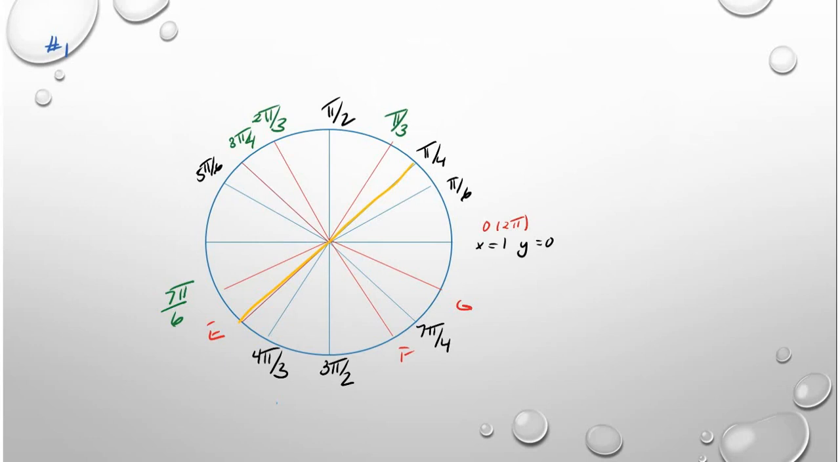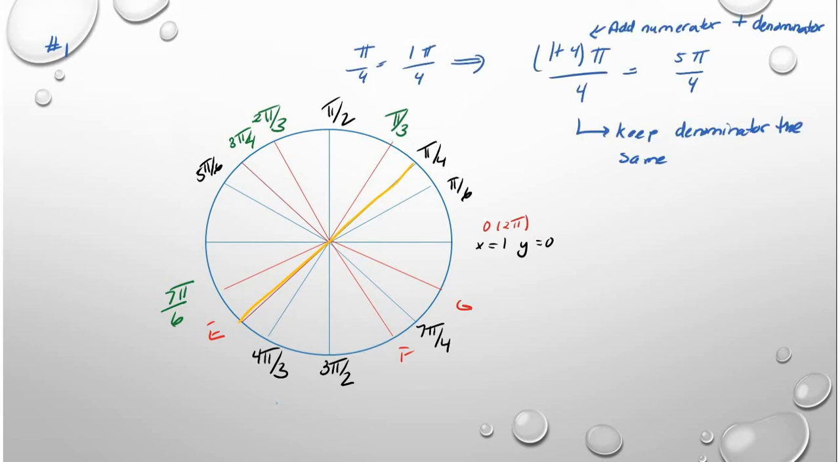Angle E, by this, is going to be 5 pi over 4. But let's go through the little trick. The numerator is 1, the denominator is 4. Add the numerator plus denominator by ignoring the pi, and I get 1 plus 4, 5 pi, and I keep the denominator the same. I get 5 pi over 4.